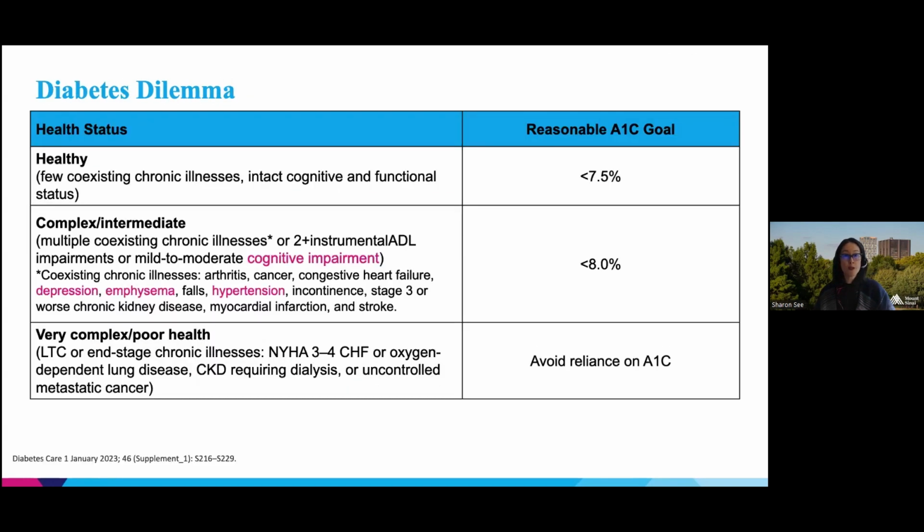Okay, so I look at the standard of care. And so I go to the American Diabetes Association, I look at their standards of care. And you can see that they look at health status and then they make a recommendation for what a reasonable A1C goal is. And so when I look at this chart, I feel that this patient falls in the complex intermediate category. She's got cognitive impairment, she has depression, she has COPD, she has hypertension. And so really her goal is less than 8%, okay? Well, she's already there. She's way below that. She's at 6.5%. Okay, so this helps me make an assessment of the recommendation made by endocrine.